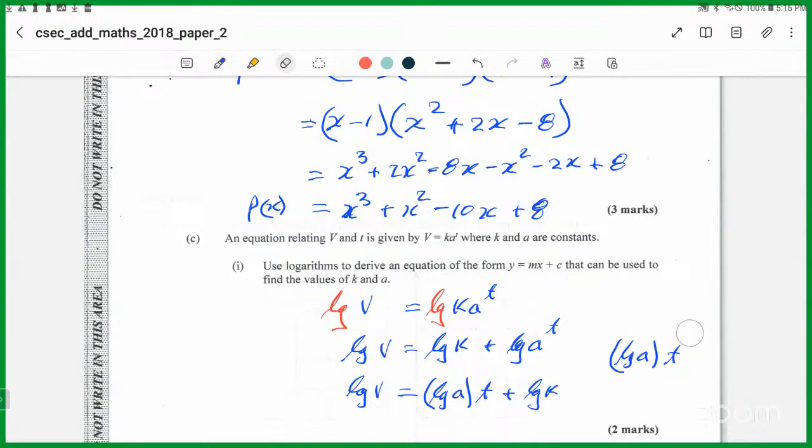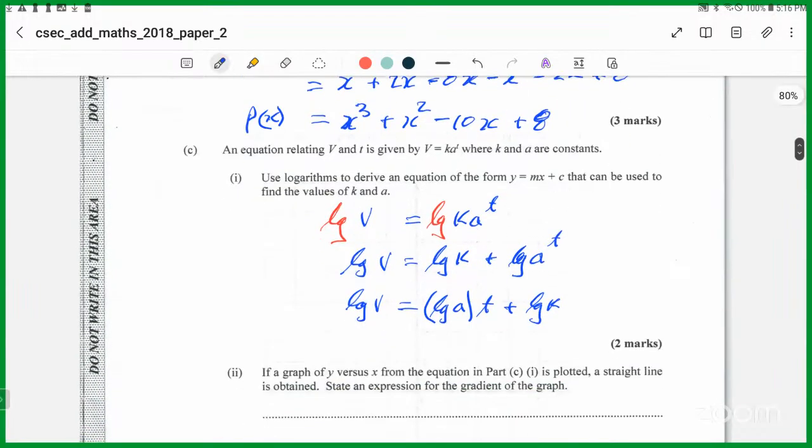And basically that's it. And this now is in the form y equals mx plus c. So this is your c, this is your m, and this is your vertical axis, that's your horizontal axis. Question says, if a graph of y versus x, this is your y now, log v, and this is your x, the t, right? From the equation in part 1c is plotted, a straight line is obtained. State an expression for the gradient.